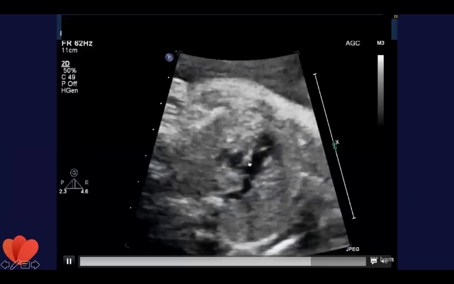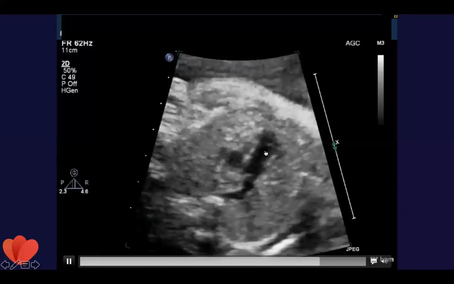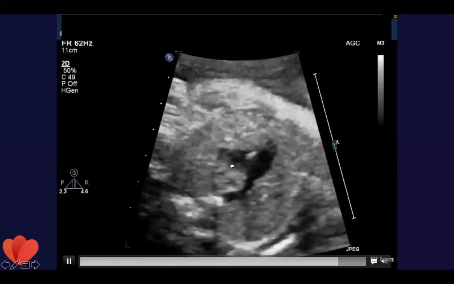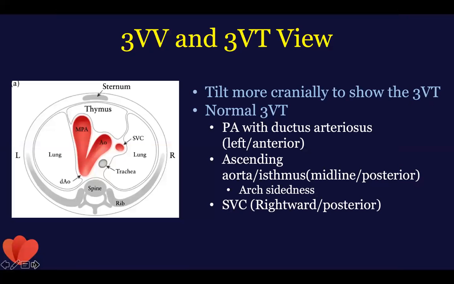So here's an example of a three-vessel view. You can see here, this is left, this is right. The pulmonary valve is here anteriorly, here's the aorta, and here's your SVC. Now looking at the three-vessel trachea view, this is more tilted cranially, and it's going to give you not only your MPA, but your duct and your aorta. And it's going to give your aortic arch sidedness as well.